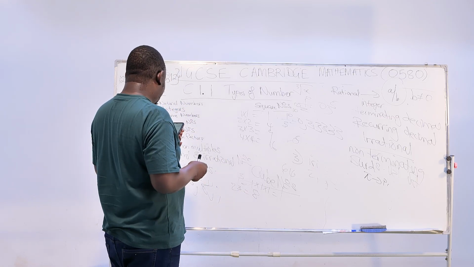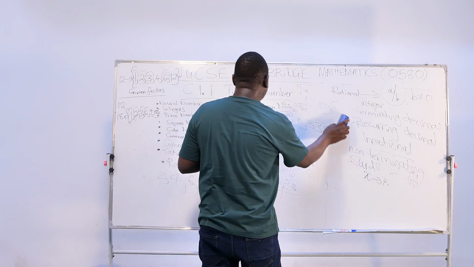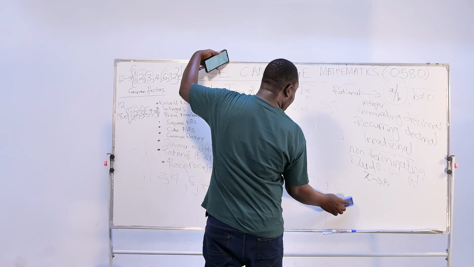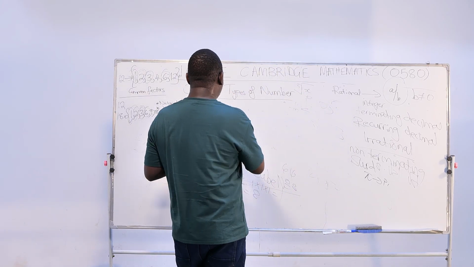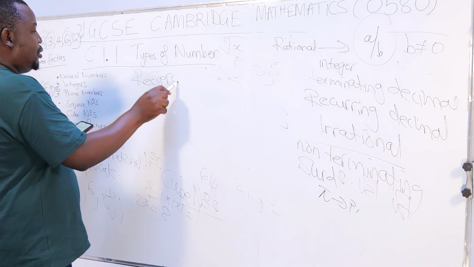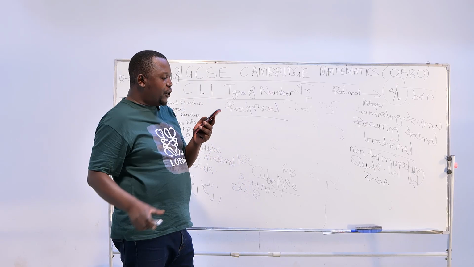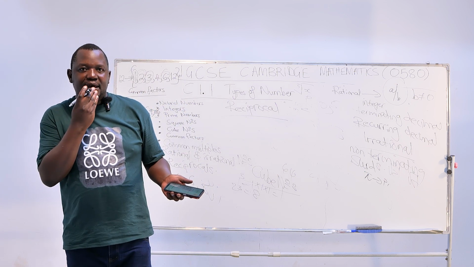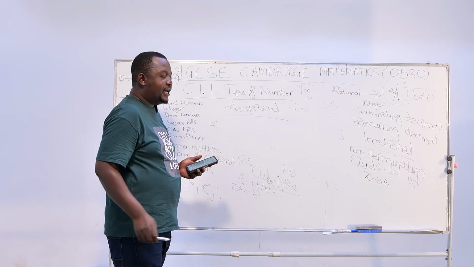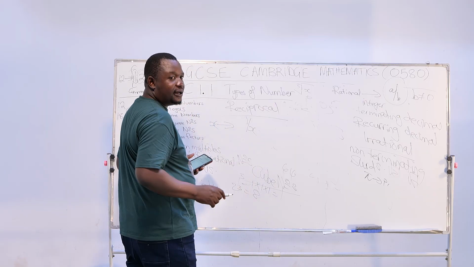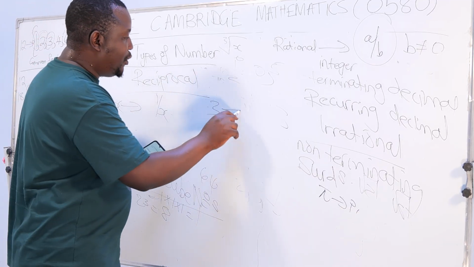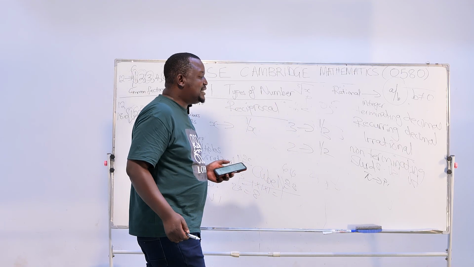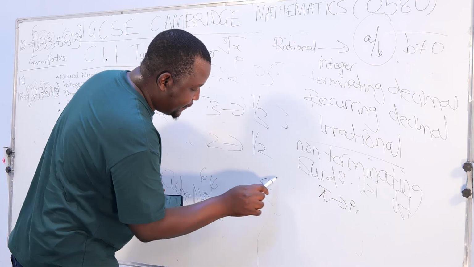Last but not least, let's look at reciprocals, all right? A reciprocal, by definition, the reciprocal of a number is 1 divided by the number. So what is the reciprocal of x? The reciprocal of x is 1/x. What is the reciprocal of 3? Reciprocal of 3 is 1/3. What is the reciprocal of 2? Reciprocal of 2 is 1/2. What is the reciprocal of 4/3?